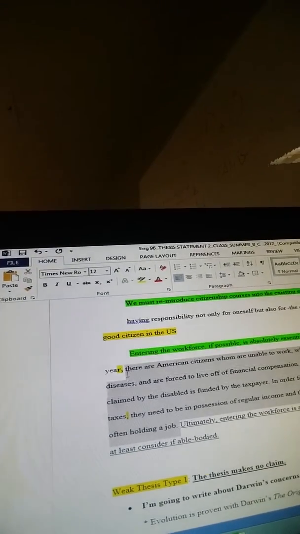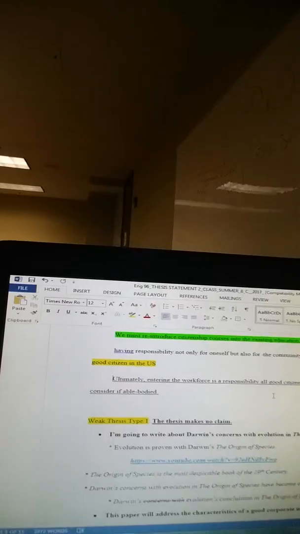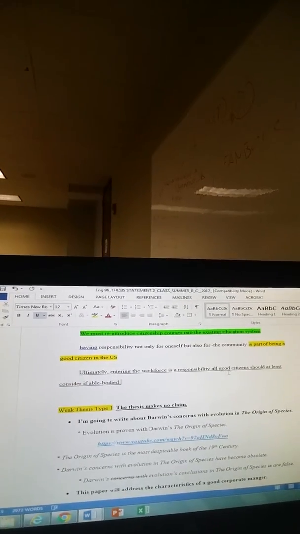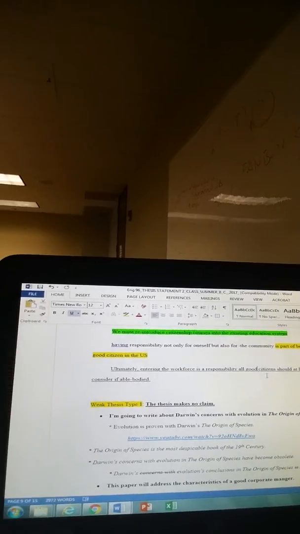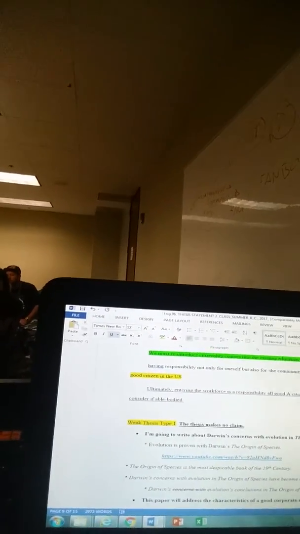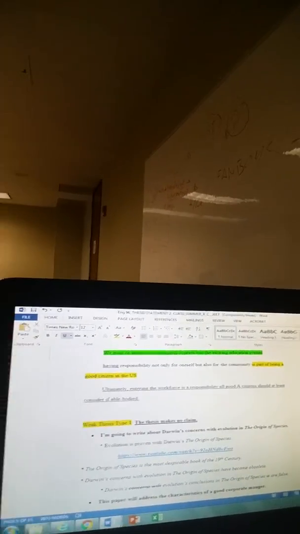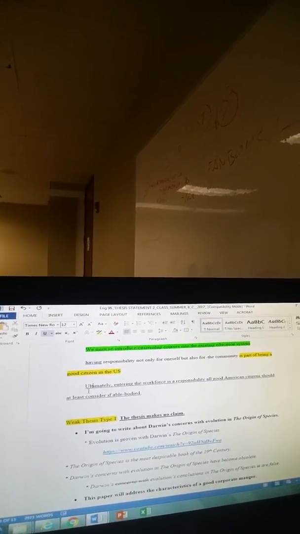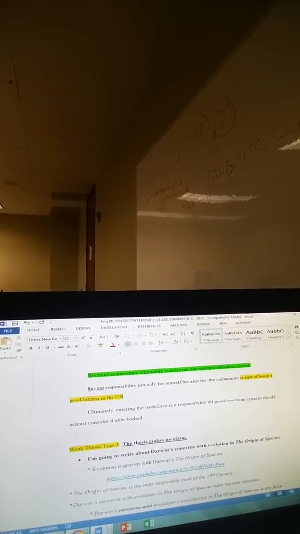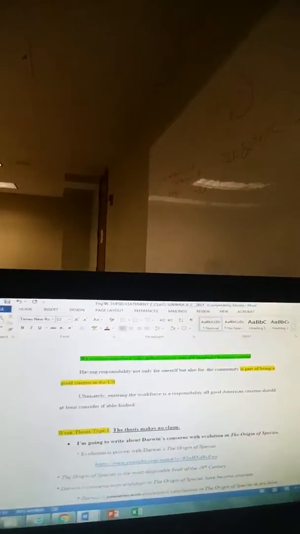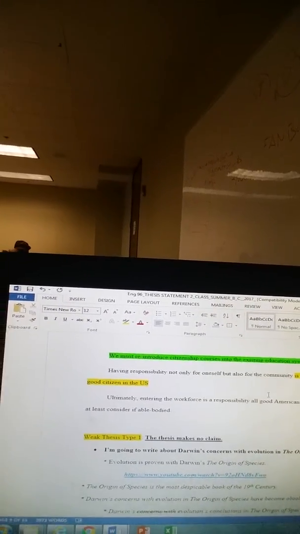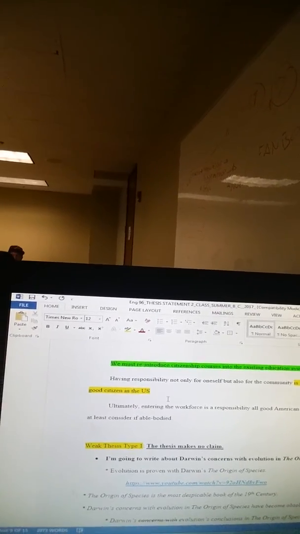Let me see. So maybe ultimately entering the workforce is a responsibility all good citizens should at least consider if able-bodied. Entering the workforce is a responsibility all good American citizens should at least consider if able-bodied. Why? Because it's good citizenship in America. So topic sentence: having responsibility not only for oneself, but also for the community is part of being a good citizen in the U.S.